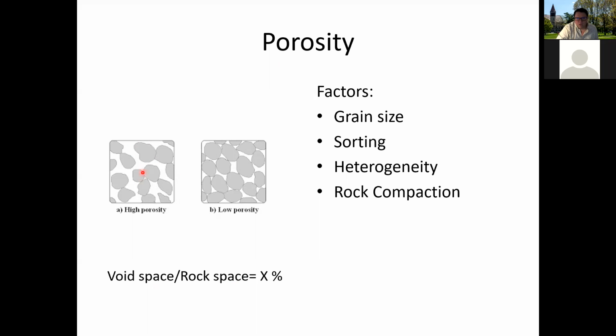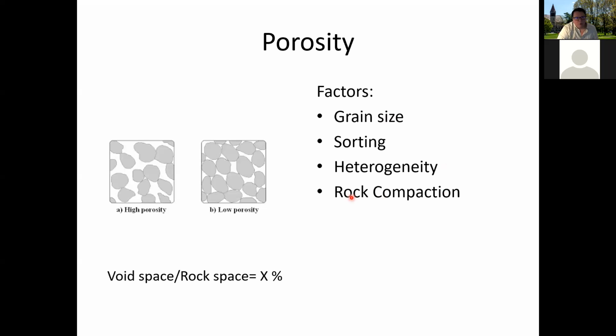Obviously, the one on the left is a higher porosity than the one on the right. I've talked about this, but I'll cover it really quickly. It's just some of the factors like grain size. As grains get smaller, so does the porosity. How well sorted: if something's well sorted, mixing up all the different grain sizes, the porosity goes down. Poorly sorted is better. More heterogeneity reduces the porosity. And the more things get compacted, obviously, the less space is going to be in there.